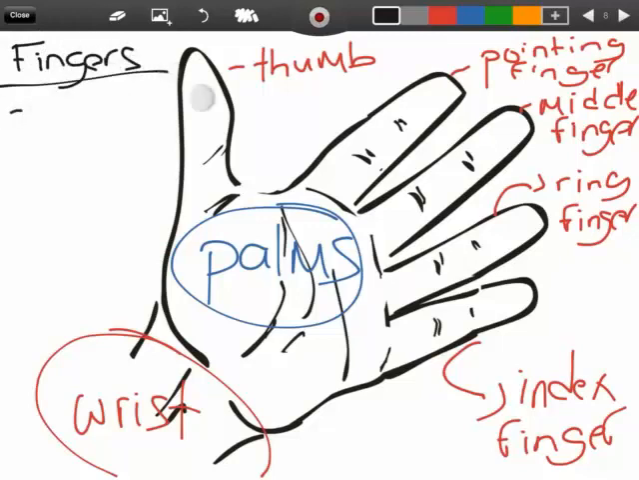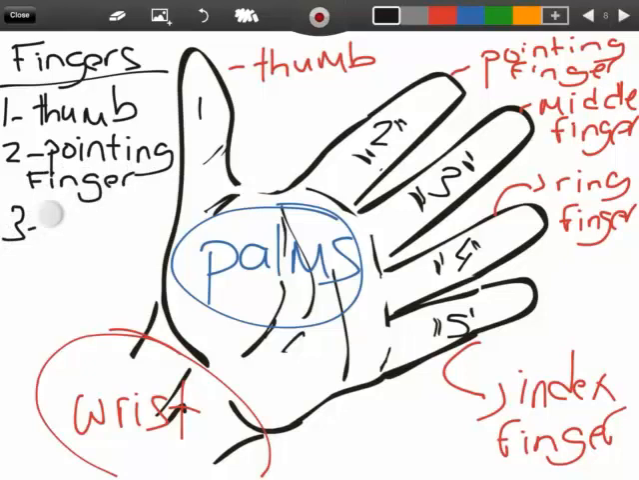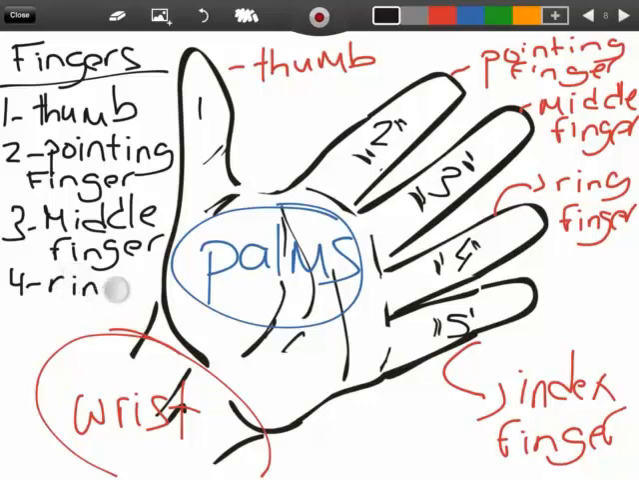First we have our thumb. I'm going to go ahead and number these as well. 1, 2, 3, 4, and 5. First of all, we have our thumb. Second of all, we have our pointing finger. Thirdly, we have our middle finger. Fourth, we have our ring finger.